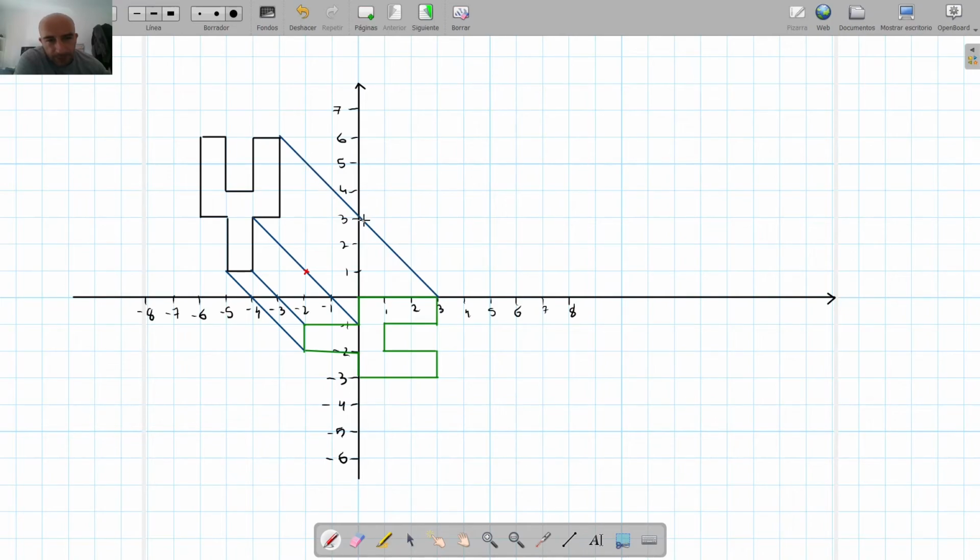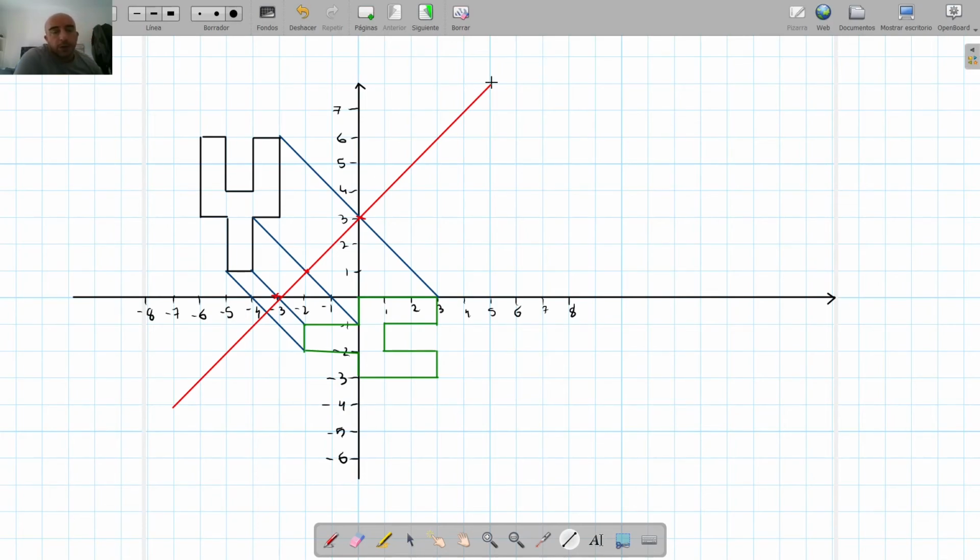So that would be 1, 2, 3. This is 2, so that will be 1.5. I'm not going to do that one. We can just join those points, here, here, here. So if we do this, and we put that over there, that is going to be our mirror line.